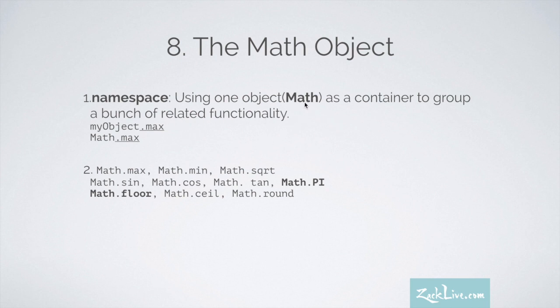So, such as math. The math object contains many functionalities that are related to mathematics, such as the maximum function. Why do we need a namespace? So that we can create our own functions or methods without conflicting with the existing ones.